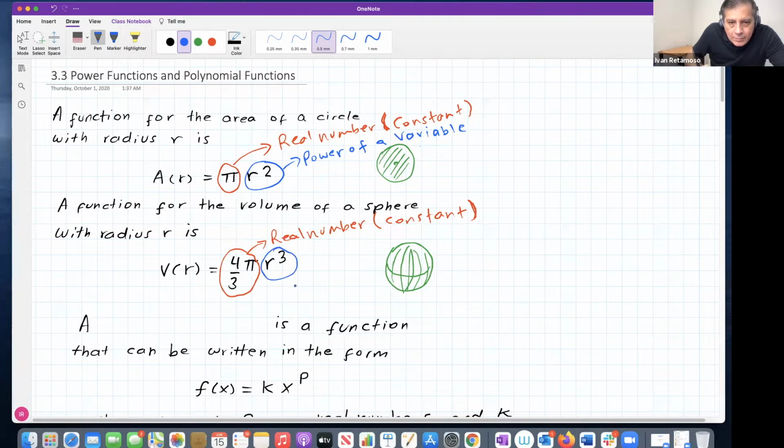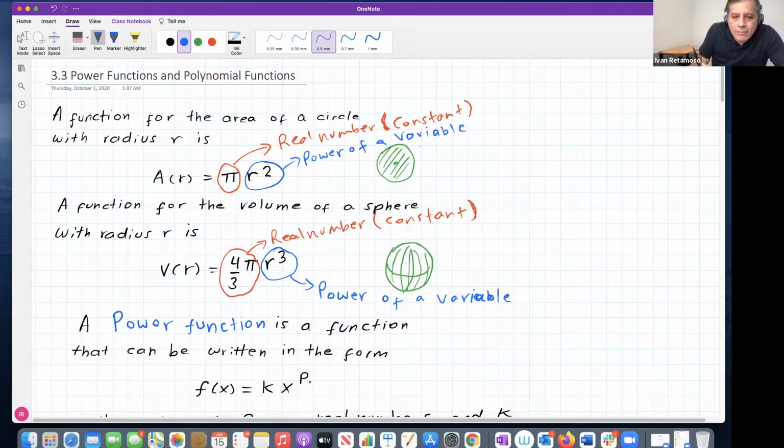So it turns out these types of functions appear a lot in science and also in real life situations. Okay, so they deserve to be studied, right? So mathematicians call them power functions, right? And they define these power functions as follows. A power function is a function that can be written in the form f of x equal k, a constant, right? Multiplied by x raised to p, some power of the variable, right? Some power of the variable.